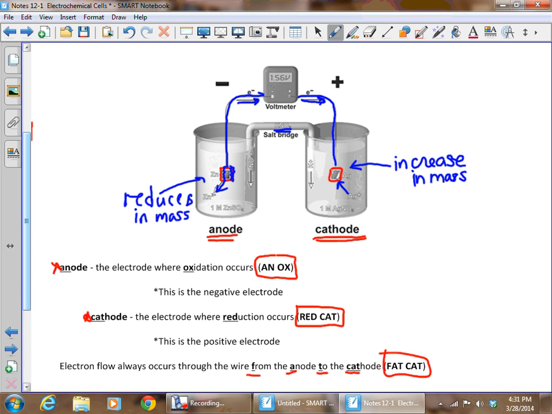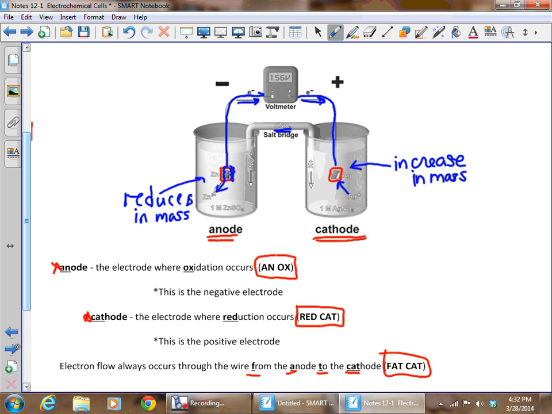Sometimes that's all the information they give us that lets us know which side is acting as the anode and which side is acting as the cathode, when they tell us that the mass is increasing or decreasing. If they tell us that the mass is increasing for that electrode, we know that's the cathode. And if they tell us that the mass is decreasing, we know that must be the anode.